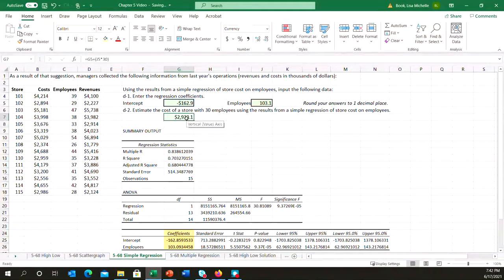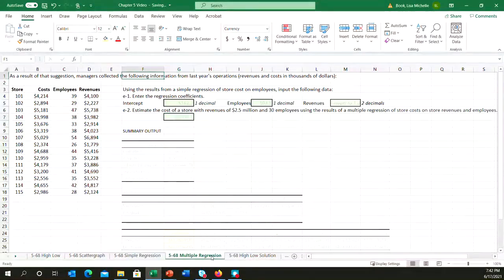And my cost is estimated to be 2,930.1. Before it was, I believe, 2,753. So I definitely have a change based upon using all of the data points. But again, it's still not perfect. My R squared is still a bit low. So let me try multiple regression.